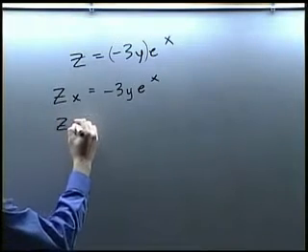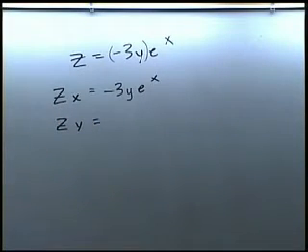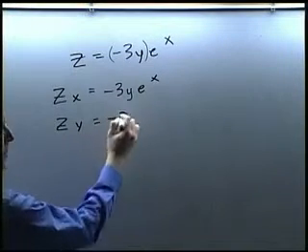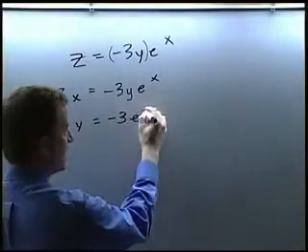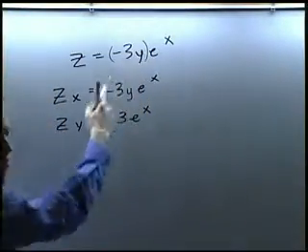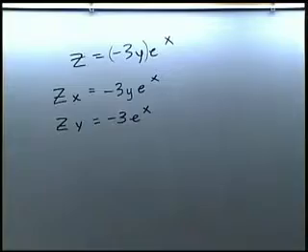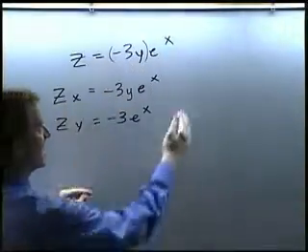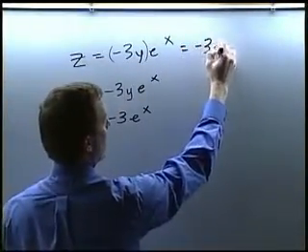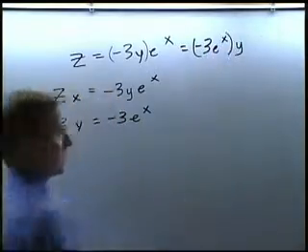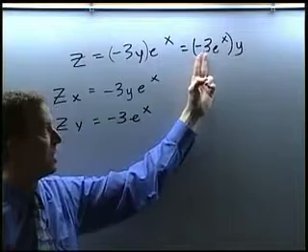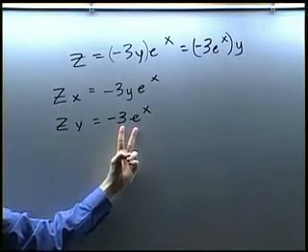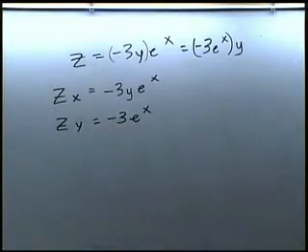Okay, what's zy on this one? Definitely the negative 3 will stay there. What else? The e to the x will stay there because that's also a constant, and the derivative of y is just 1, isn't it? If I was to rewrite this, I've got all of this stuff times y, and the derivative of something times y is just the something. So just negative 3 e to the x.